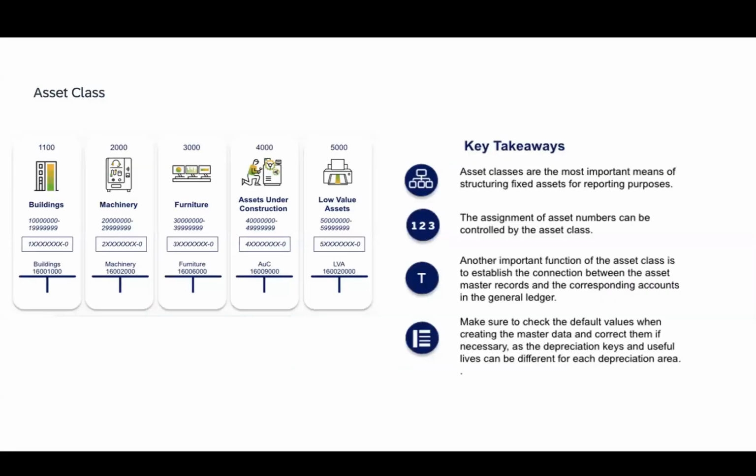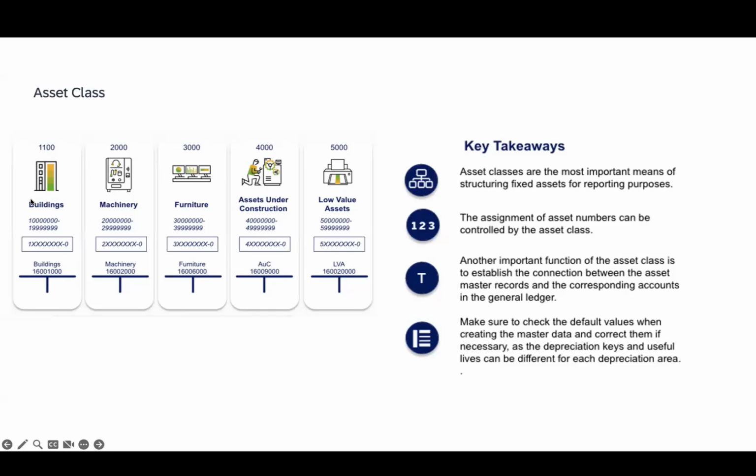Right, the number one big ticket concept is the asset class. So our asset class is the most important means of structuring our fixed assets for reporting purposes. So number one, the asset class will control the asset number that is assigned to our assets. And we can see that in the system, all of these come pre-built in the system. You're not setting these up, they're all built.